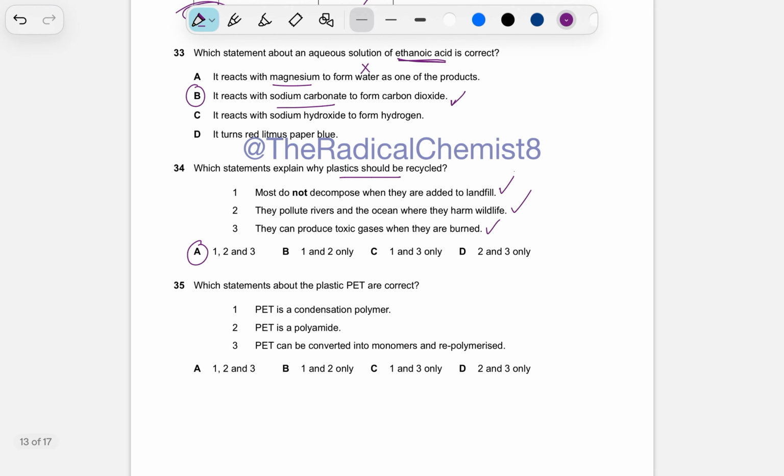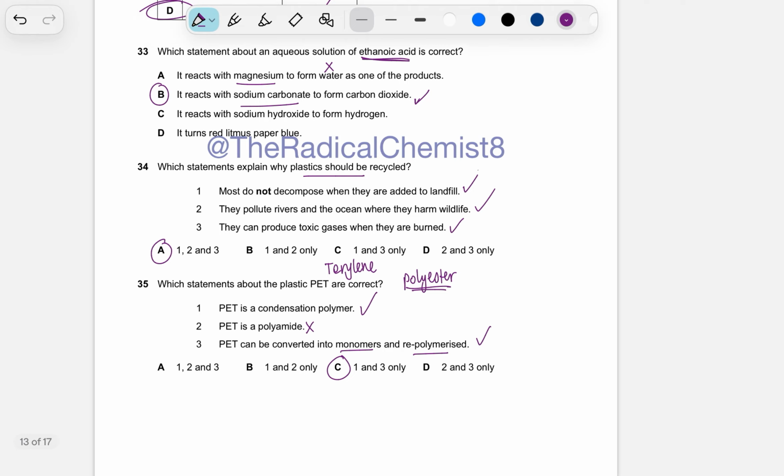Which statements about the plastic PET are correct? So remember, another name for PET would be terylene. And this is a type of synthetic polyester, man-made synthetic polyester. So polyesters are a type of condensation polymer. It is not a polyamide, and it can be converted into monomers and repolymerized easily. Yes, they undergo hydrolysis and condensation reactions. So your answer is 1 and 3, so C.